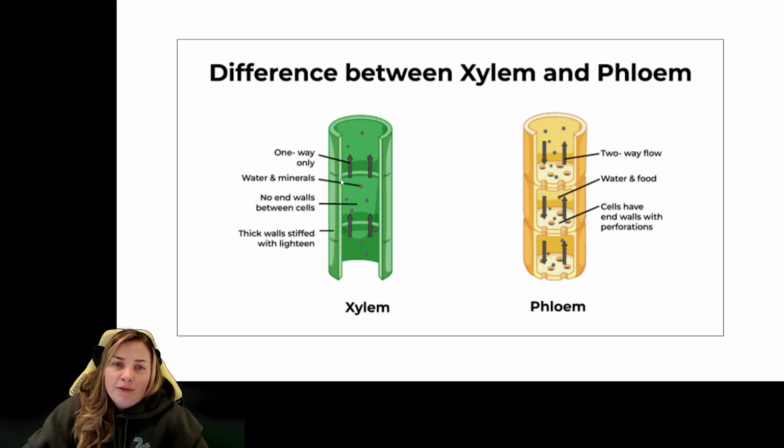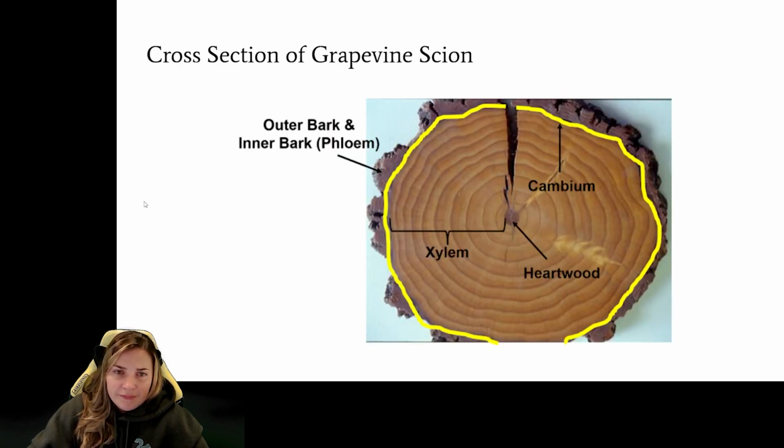So xylem and phloem, it's one way, right? Water and minerals. This is just a completely hollow tube. These are very thick walls, and they're very stiff, right? The phloem has these little sieve slits here too, these little walls. It's a two-way flow. It's water and food, and they have these little perforations here, right?